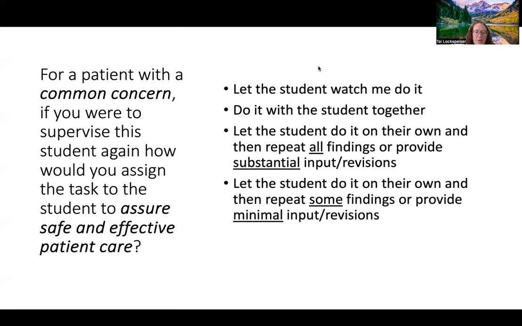And again, the framework of this, the difference between substantial input or repeating all findings and minimal input or some findings, can feel pretty big for people. Remember, it is okay that you're repeating a lot or providing substantial input for students in their second year of medical school. Think about it from the patient's perspective. What would you let the student do if your first and foremost goal was about assuring safe and effective patient care?